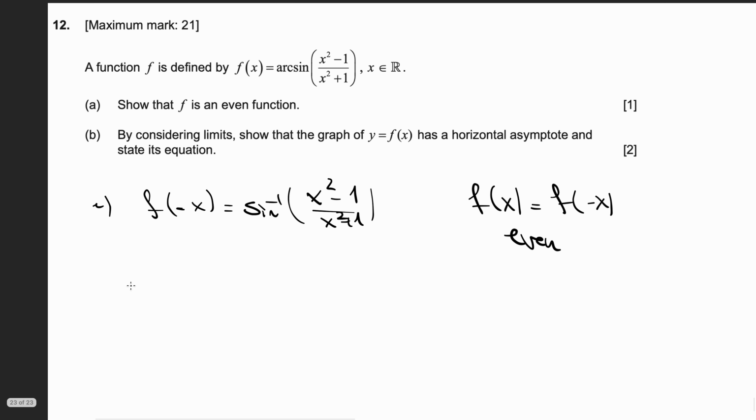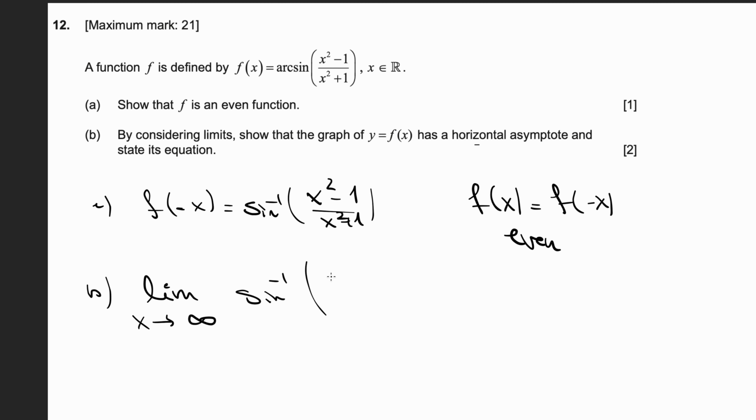Okay, part B. By considering limits, show that the graph of y equals f of x has a horizontal asymptote and state its equation. So you can actually graph this because you have a GDC and see that it really has a horizontal asymptote. Now we're asked to use limits here, so I'm going to write the limit as x approaches infinity of sine inverse of x squared minus 1.